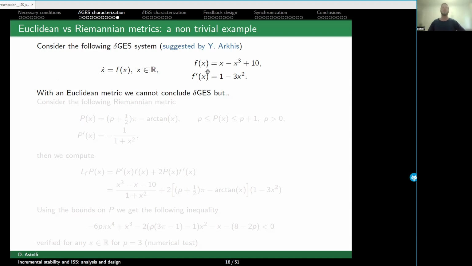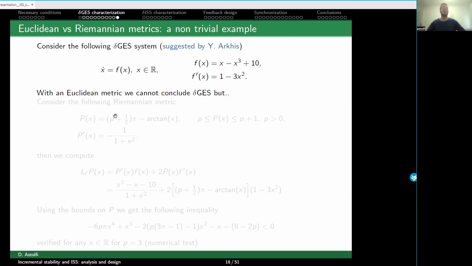Now, clearly, if we study its Jacobian, we immediately see that it is given by 1 minus 3x squared. And so when x is very small, the Jacobian is positive, and we may be tempted to say that this system is not a contraction, is not incrementally stable, because around that region the Jacobian is positive, so we may have a problem. And indeed, if you just try to apply the definition that I gave before with a Euclidean metric approach, you will see that you cannot establish contractivity.